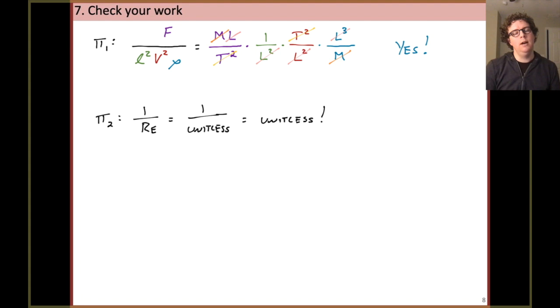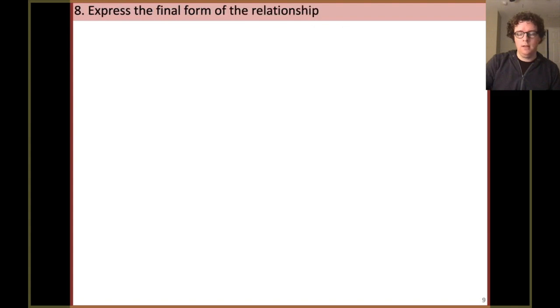Pi 2, I'm going to be lazy in this example problem. Since we know it was 1 over the Reynolds number, 1 over something unitless is unitless itself. So we should always go through the trouble of checking these units and making sure that these are actually unitless numbers. If you're doing a homework problem, a quiz problem, you're doing this in your future career, this step of checking your own work is the number one way that you can find if you've made a mistake through this Buckingham's pi theorem.